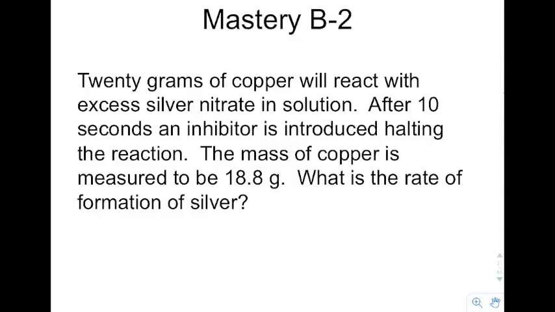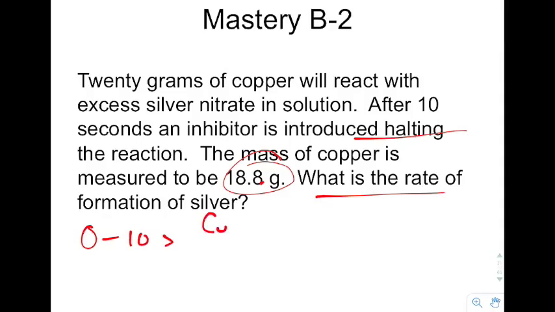Okay, the next one says 20 grams of copper will react with excess silver nitrate in solution. After 10 seconds, an inhibitor is added, halting the reaction. So the reaction is done after 0 to 10 seconds. The mass of copper is measured to be 0.8. What is the rate of formation of silver? So if we were to look at this, we have to start with a balanced chemical equation. We have copper plus silver nitrate, and we'll say it goes to copper 2 nitrate.